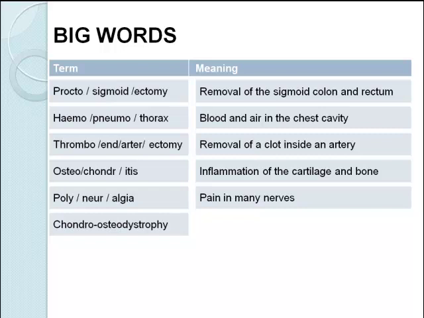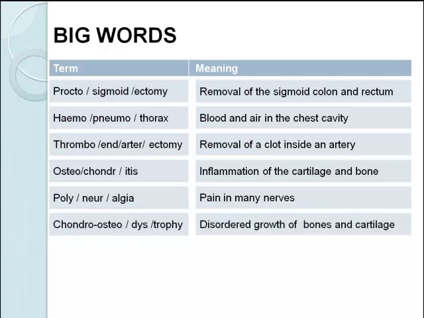Chondroosteodystrophy. Looks scary, but it's not. Break it down. Chondro, break. Osteo, break. Dys, break. Trophy. Trophy means nourishment or growth, and in some instances we looked at it in terms of size. Dys is difficult or disordered, oste is bone, chondro is cartilage, so I have disordered growth of bones and cartilage.